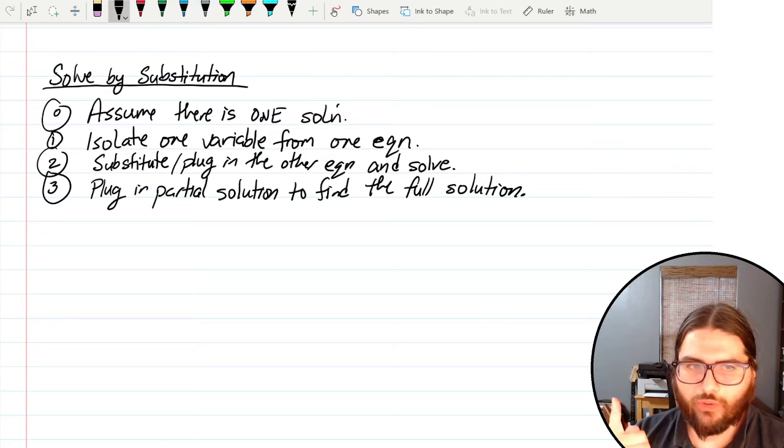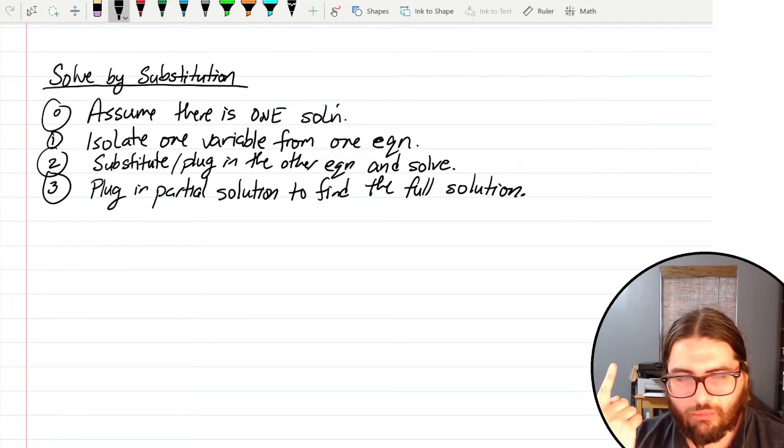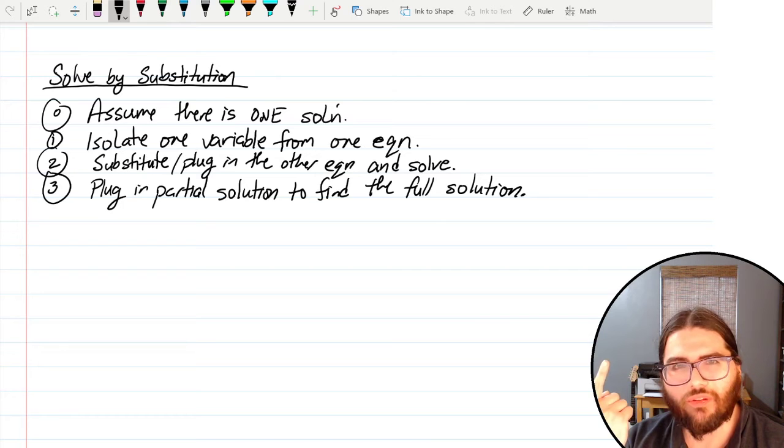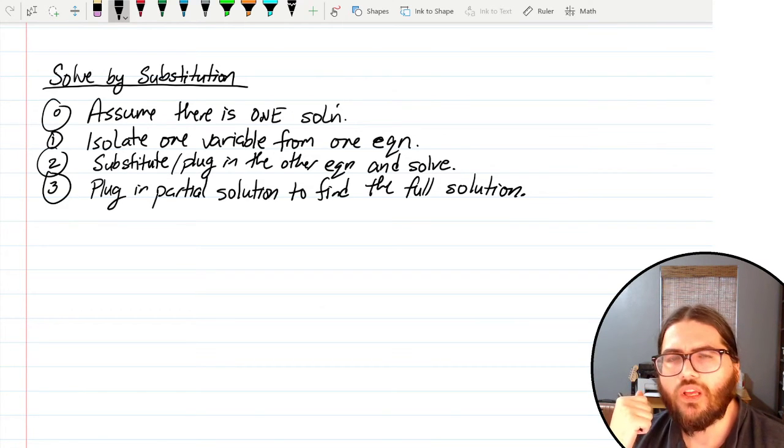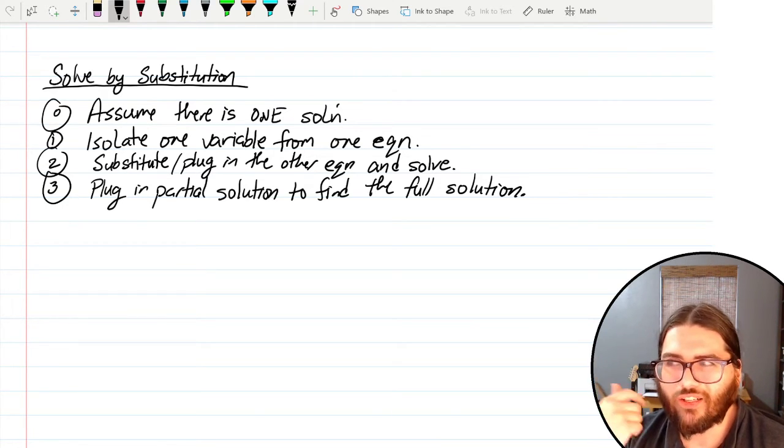So that's solve by graphing. We said that was an okay method, but it was a special case method, really. We have solve by substitution, which is an okay method too. It's algebraic, so I don't have to have a picture anymore. But it feels like a special case.